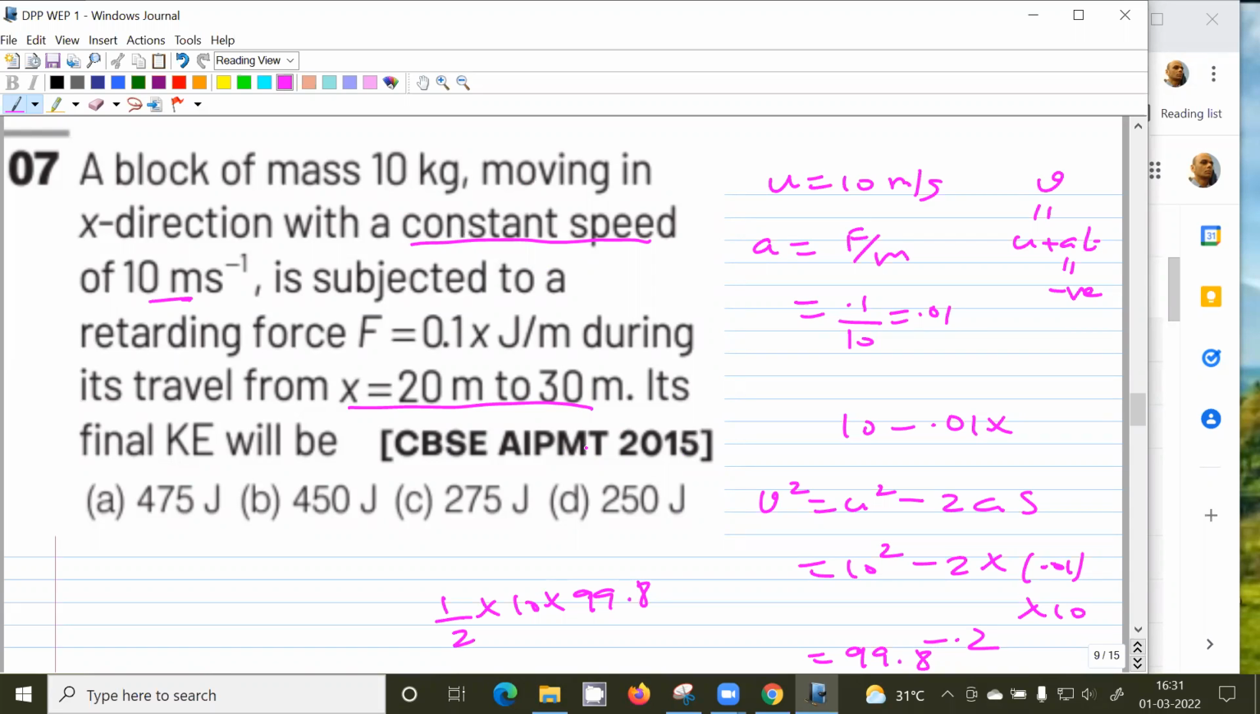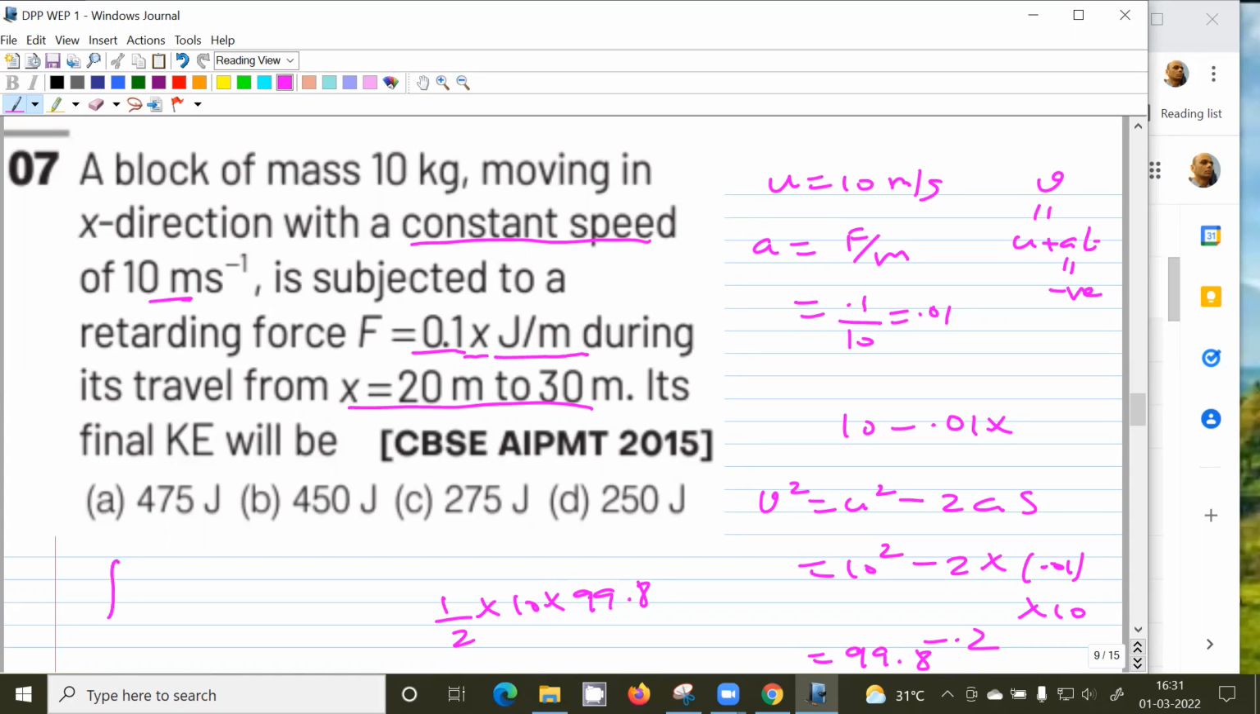The force is a uniform force, right? What does this x mean? Looks like a variable force. So this is unit, joule per meter. Joule is work done, no? So unit is fine, Newton only. So non-uniform force, it's 0.1x.